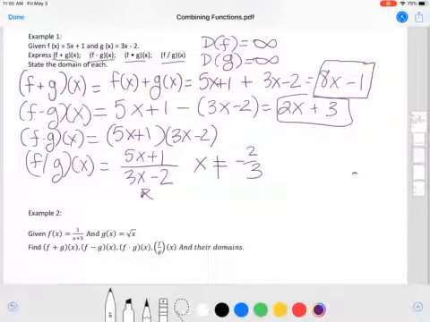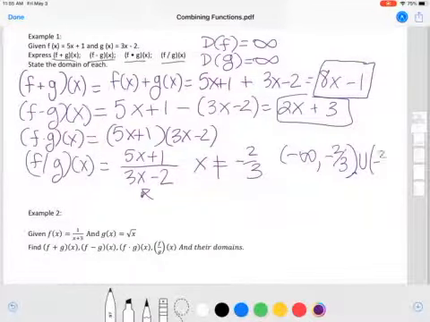So when I want to write that in interval notation, it would look like this: from minus infinity up to negative 2/3, skip over negative 2/3, union negative 2/3 to infinity.